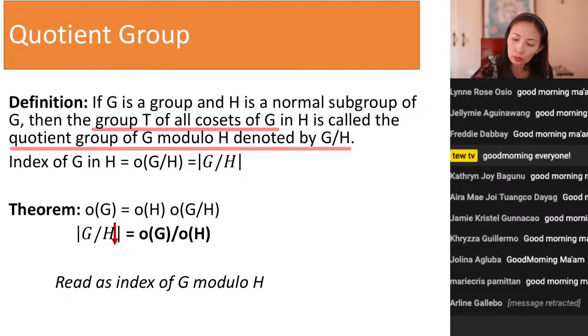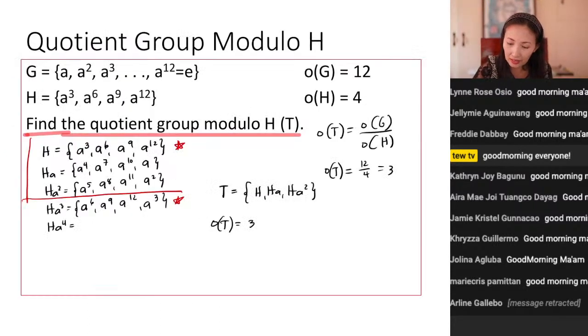Why did we not include HA cubed? Bakit hindi na natin in-include si HA cube? Pareho na sila sa H, so no need. How about HA to the 4th? You'll end up with HA, so we don't have to include them. So we just have to write H, HA, and HA squared.